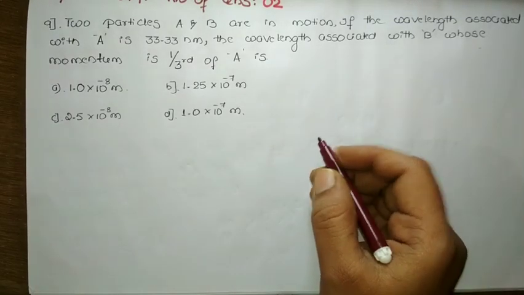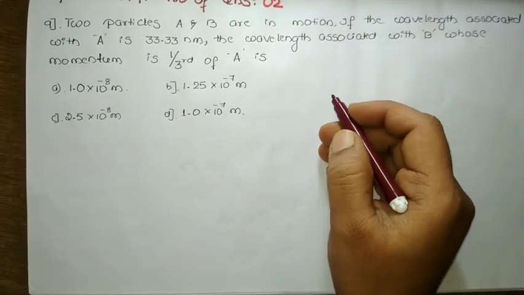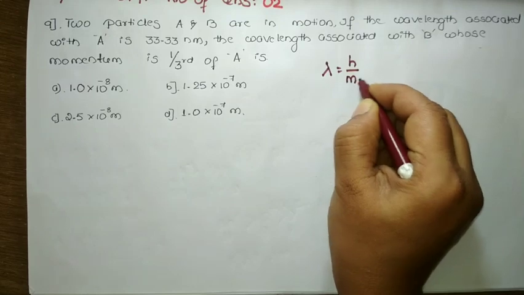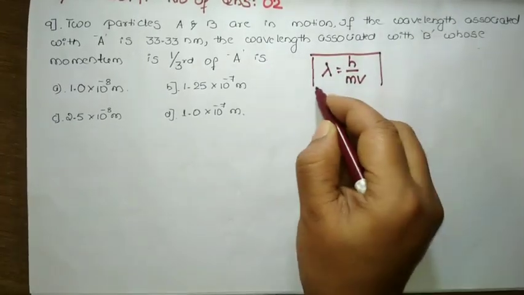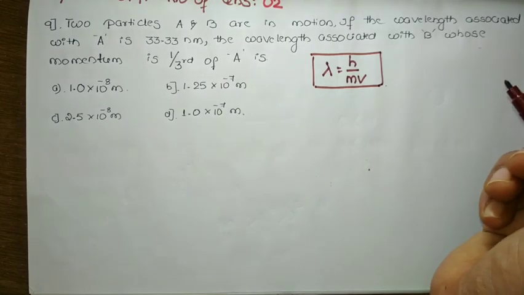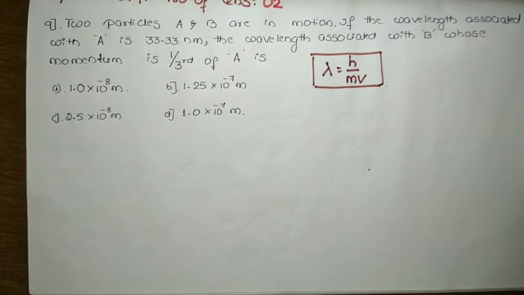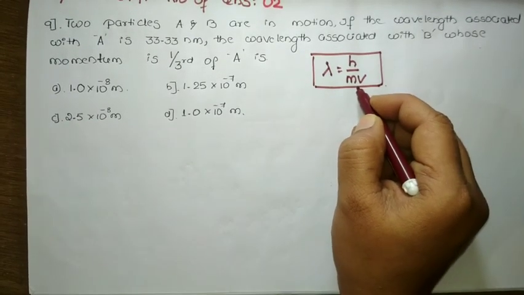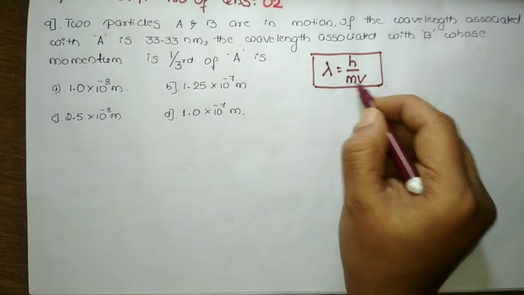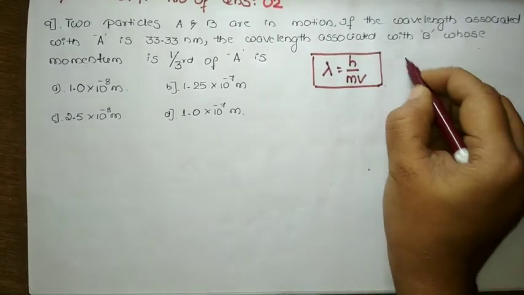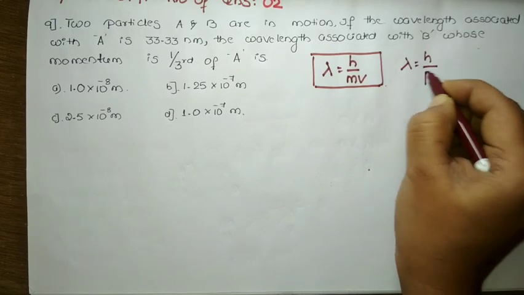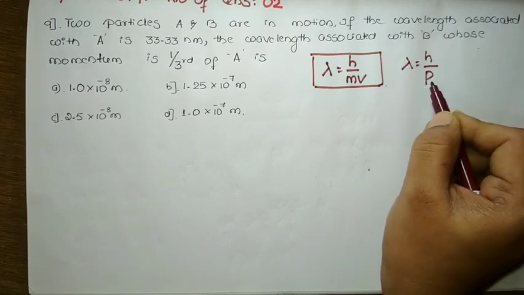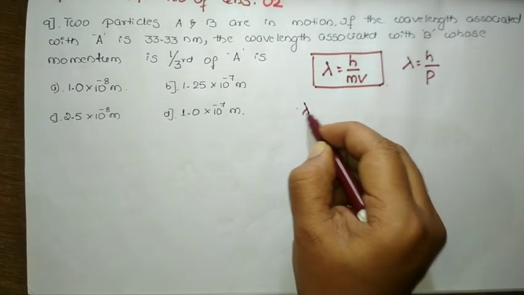The de Broglie equation gives lambda is equal to h by mv. This is for the wavelength of a particle exhibiting wave nature. What is mv? It is nothing but momentum, the product of mass and velocity. So I can write lambda is equal to h by p. How are lambda and p related? They are inversely proportional.